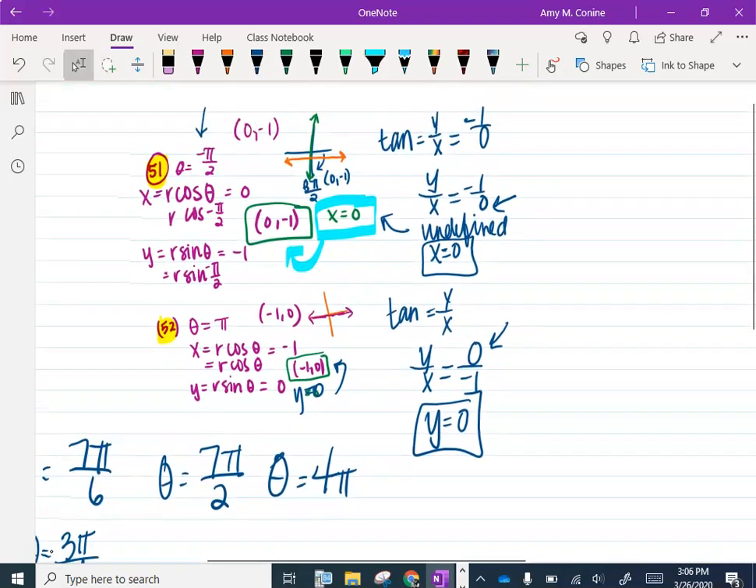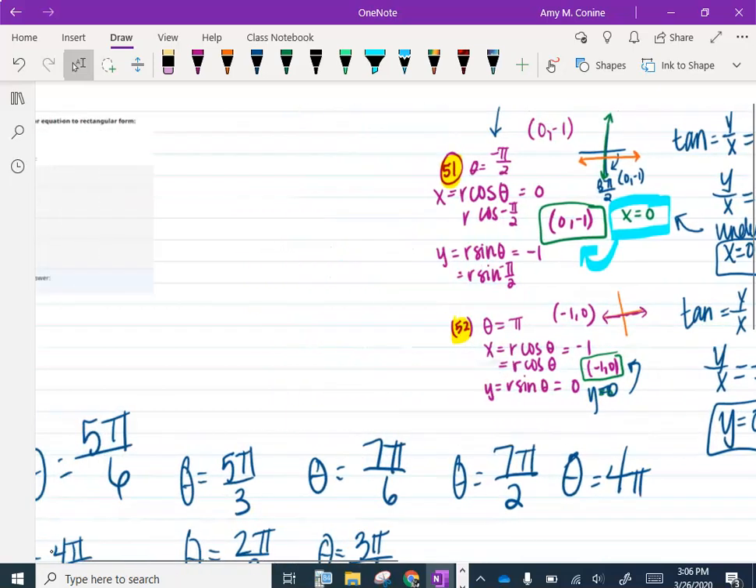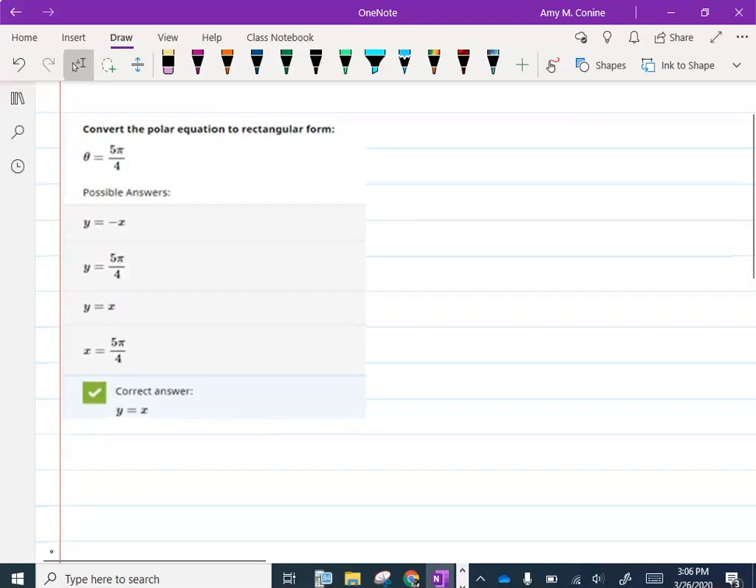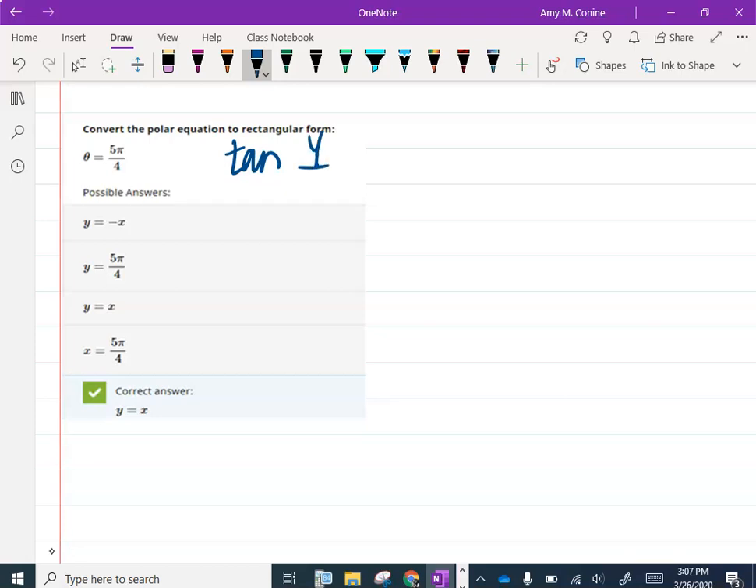So I have a practice problem that I have the answer listed for, and I want you to see the answer so you can see how we get it. All right, so theta equals 5 pi over 4. We are going to do the same idea where we take the tangent, which is y over x. Your point here for 5 pi over 4 is -√2 over 2 and -√2 over 2.